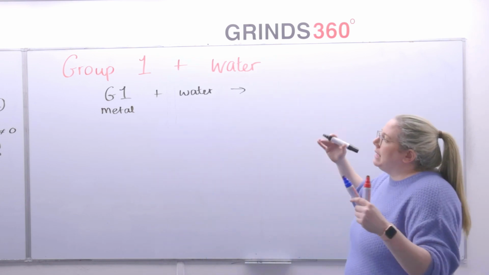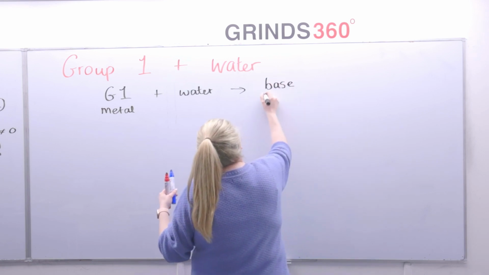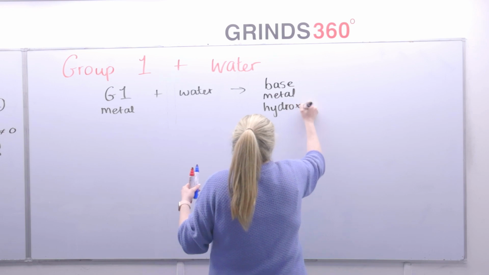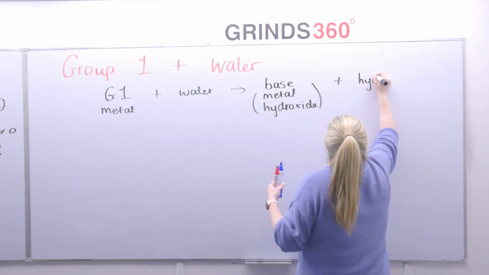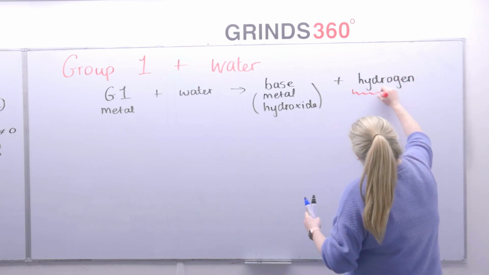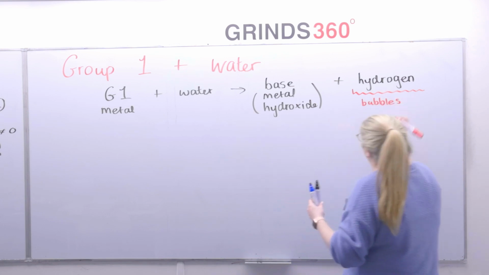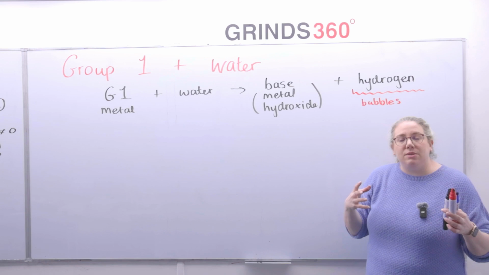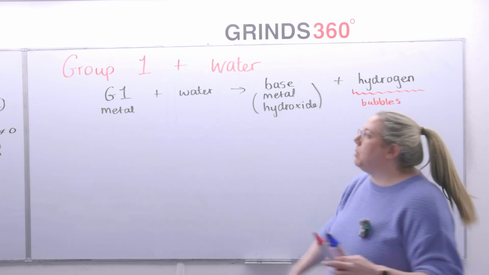You form your group 1 metal plus water. You actually form a base, which will be a metal hydroxide. So we have metal hydroxide plus hydrogen gas. Now we're giving off a gas in this reaction. So the hydrogen, you will see that being given off as little bubbles or fizzing or effervescence. Very common question is, what do you see when this reaction has happened? Bubbles, fizzing, effervescence. Any of those 3 gets you 3 marks.